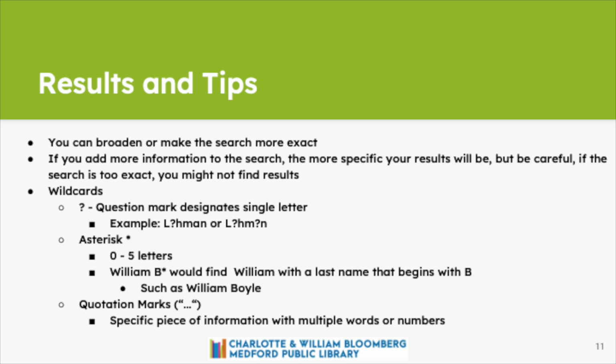For example, if you are unsure of how to spell your surname, you can insert a question mark. Say your last name is Lehman, but you're unsure of the spelling. You can insert a question mark to cover all of your bases. An asterisk designates 0 to 5 letters. William B. asterisk would find William with a last name that begins with the letter B, such as William Boyle. If you use quotation marks around a search phrase, it will search that specific piece of information with words or numbers.